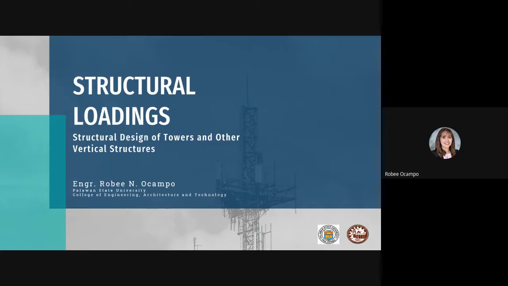So for tonight, we're going to discuss structural loadings, particularly on designing or analyzing towers and other vertical structures. Last time we discussed the structural framing system, from the basic classifications to the most particular structural framing system used in towers and other vertical structures. Now we're going to be focusing on the loadings.